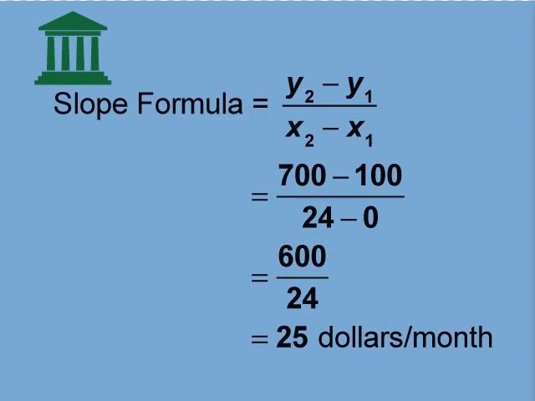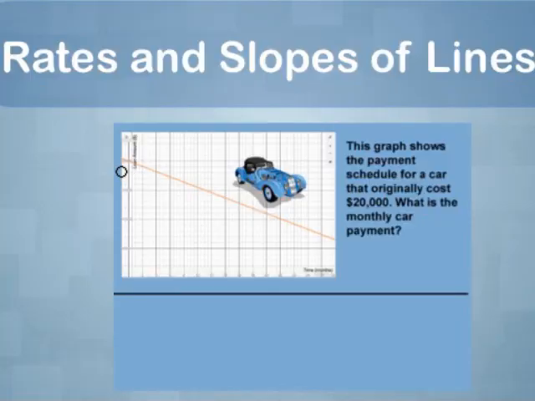Let's look at a final example. This graph shows the payment schedule for a car that originally cost $20,000. What is the monthly car payment? Notice that the orientation for this graph is different from the others. The line points downward going from left to right. This is an example of a decreasing linear function. It's decreasing because a car loan is being reduced on a monthly basis through car payments.